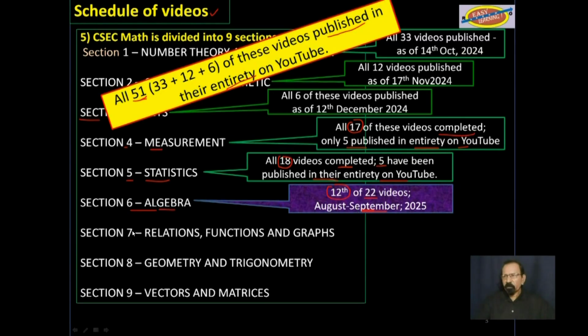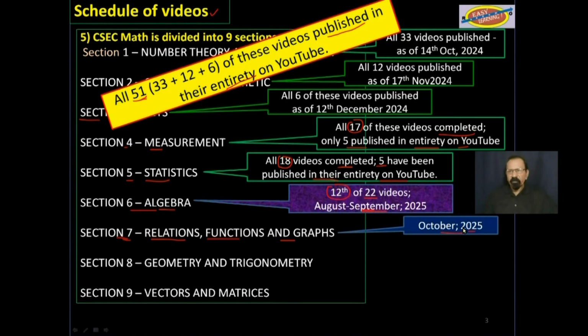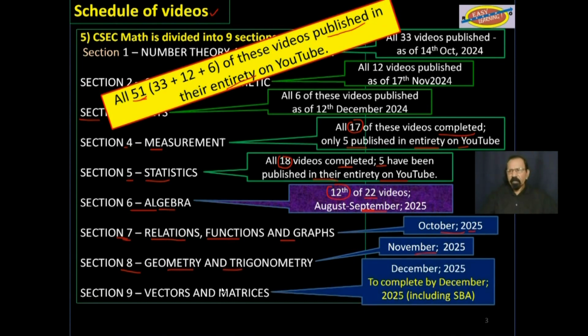After that, of course, we go on to section 7, relations, functions, and graphs, by October 2025. Then section 8, geometry and trigonometry, by November 2025. And finally, section 9, vectors and matrices, to be completed by December 2025. That's by the end of this year.